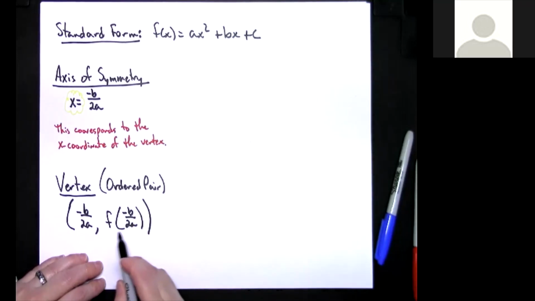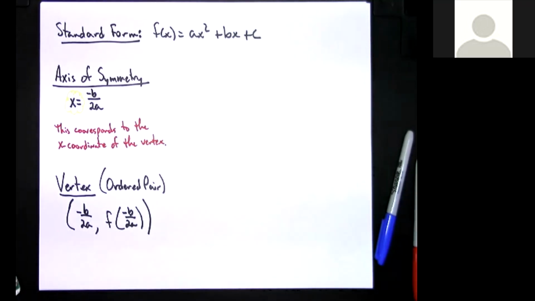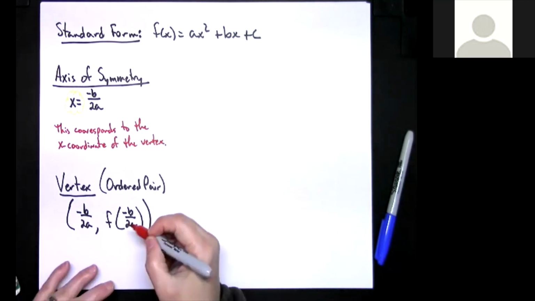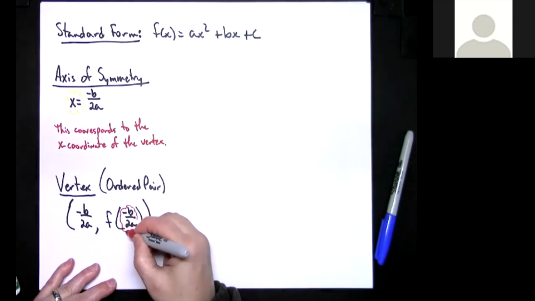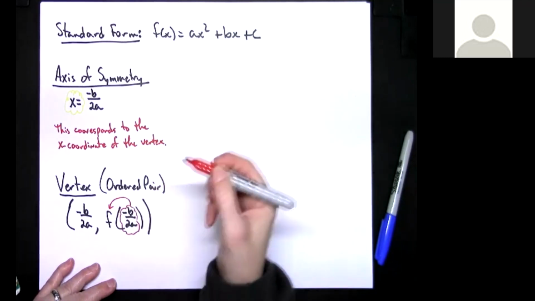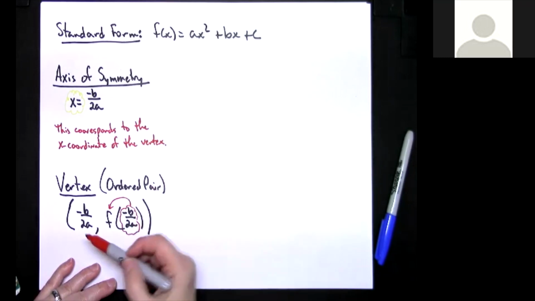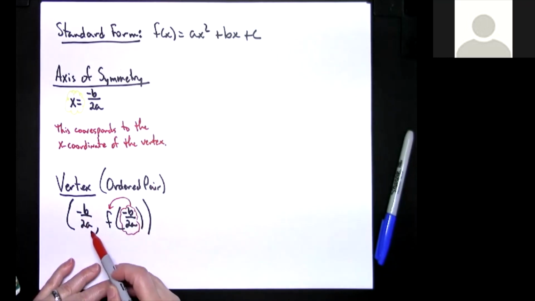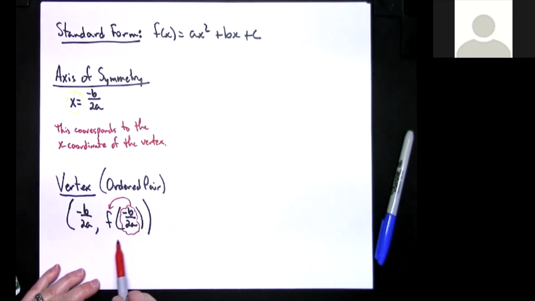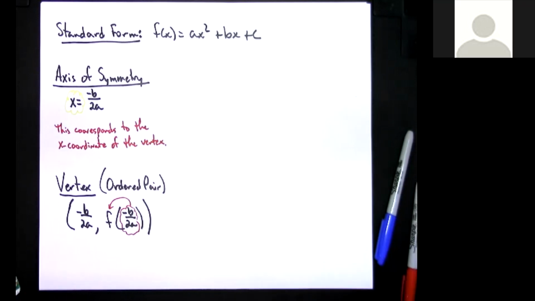Because we have done this before. What does this tell you to do? It says to take this number right here and plug it into the function. What is that number? It's the x coordinate, negative b over 2a. Initially, when you first see this notation, it looks a little scary, but all this is the function notation we've been using all semester long.